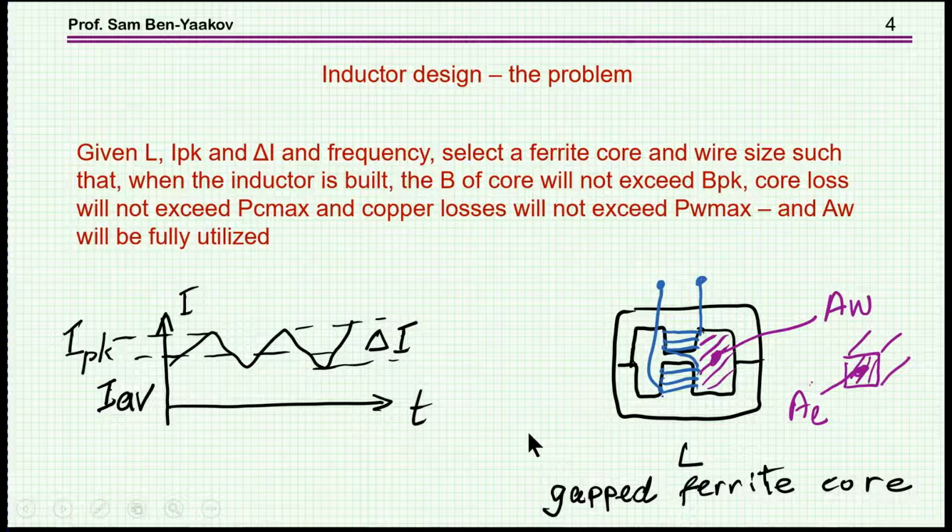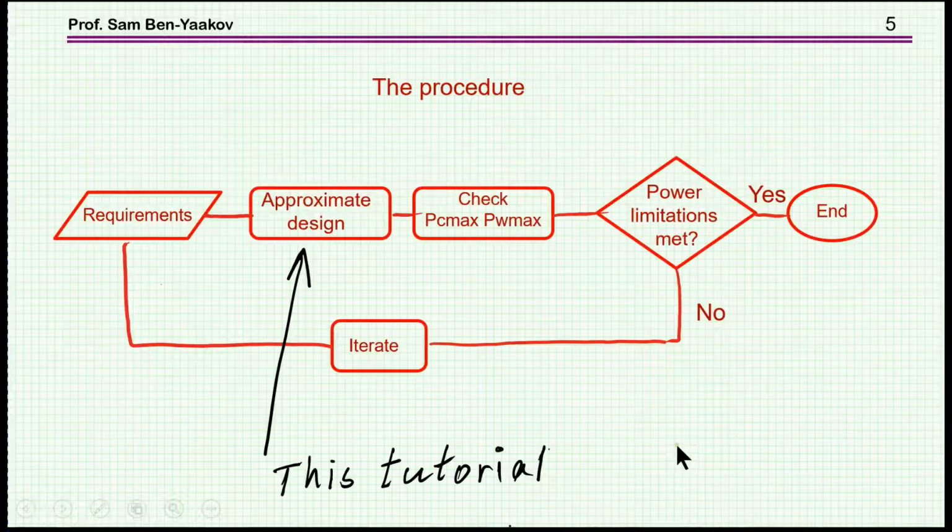Notwithstanding some other issues that I am not discussing in this tutorial, and that is proximity losses due to packing of wires, one close to the other when they are carrying current. So this is a subject that I am not covering in this tutorial. So the overall procedure will look something like that. We have the requirement, and here we have a first round of the approximate design, and this is what I'm going to discuss in this tutorial.